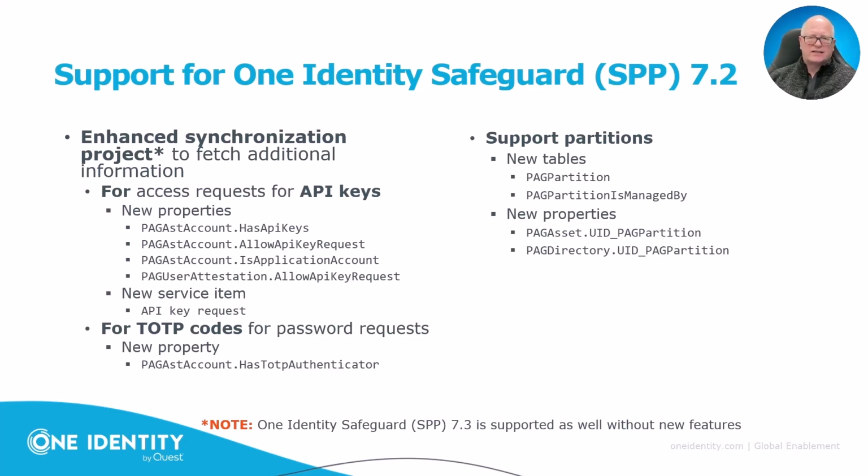And this is now the content of the slide. If you look into that, on the one hand side we have an enhanced synchronization project. This enhanced synchronization project now allows access to API keys. Therefore, some properties were necessary and a new service item was necessary. All of that exists in the meantime. We also support TOTP codes for password requests as well. Therefore, a column was added to the system, which you can see on the left-hand side. Last but not least, on the right-hand side of the slide, we support partitions. To do so, tables and properties were added, and you can find this information there.